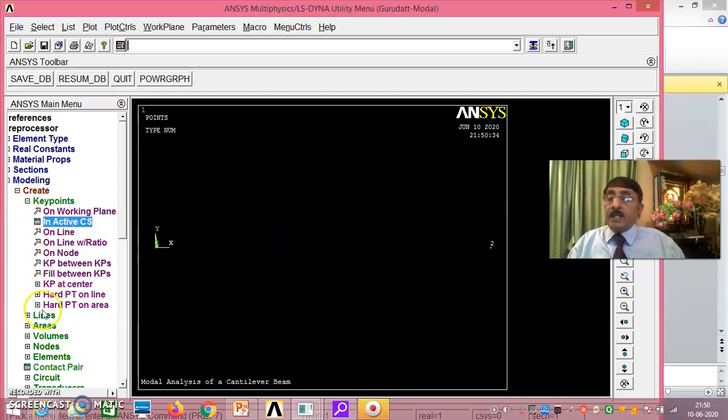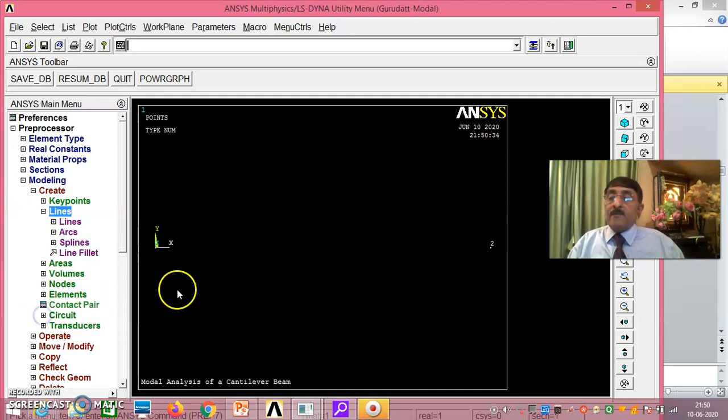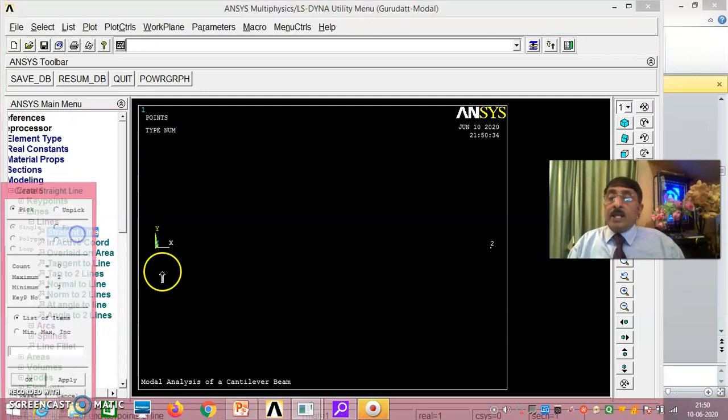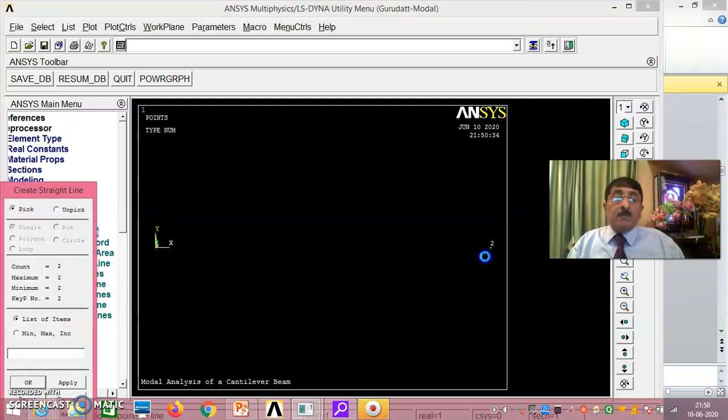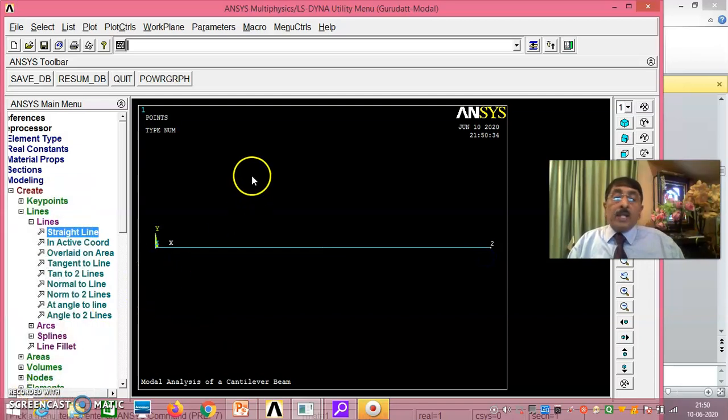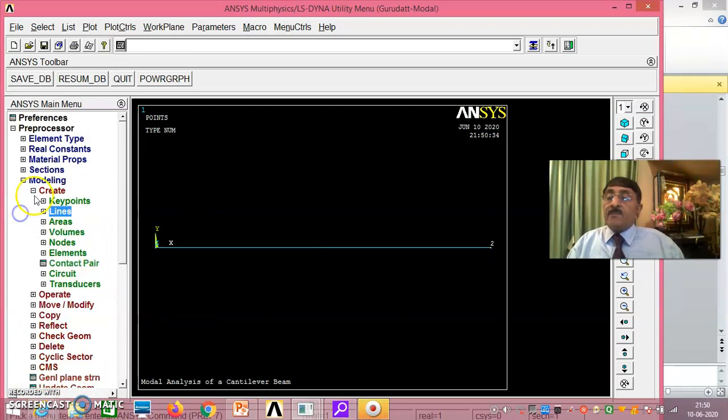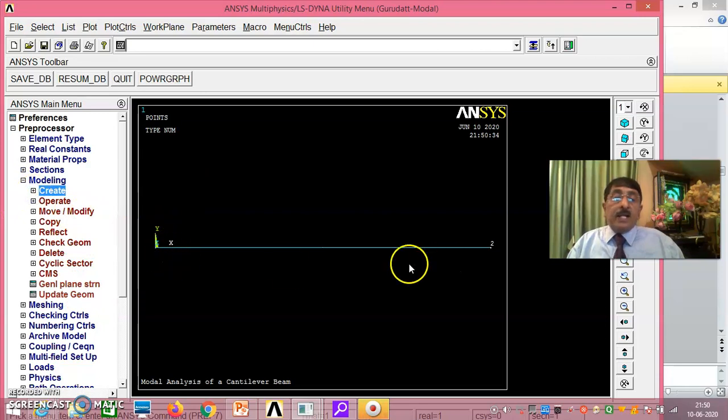Then create lines. Straight line. Between this point and this point you take. Just say okay. Now I have created a line. And you know very well, it is fixed here and it is free here. That is why it is a cantilever beam of length 1 meter. Anyway, we will do all this.